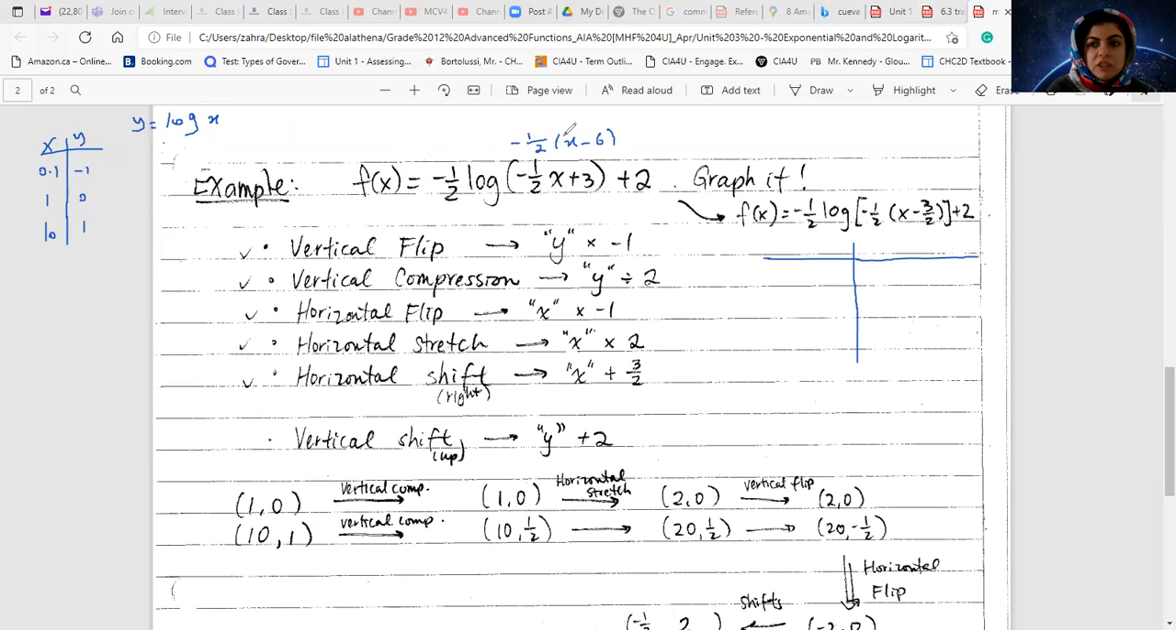Now I'm going to use the mapping rule. For the x transformation, whatever you see, you reverse. So it is negative 2x plus 6. For the y transformation, negative 1 over 2 y plus 2. So just putting the points: 0.1, and here you get 5.8. For y, you put minus 1, it's going to be 1.5. If you put 1 here, you get 4. You put 0 here, you get 2. You put 10, it's going to be minus 4. You put 1 here, it's going to be 2.5.